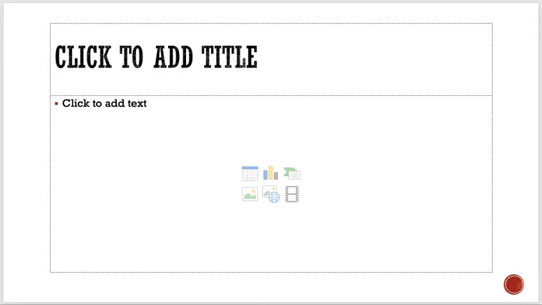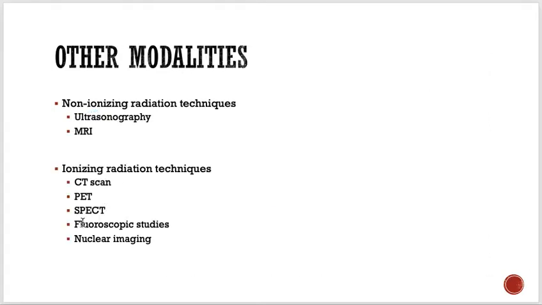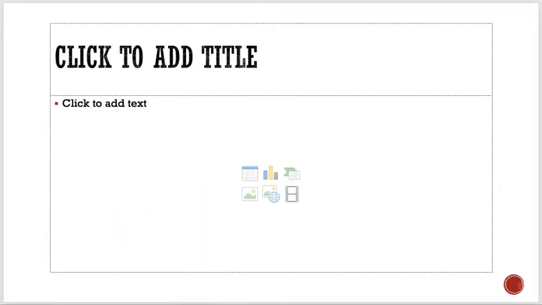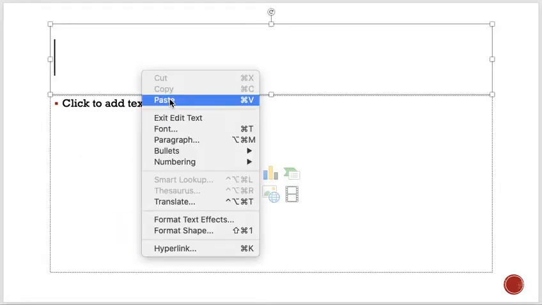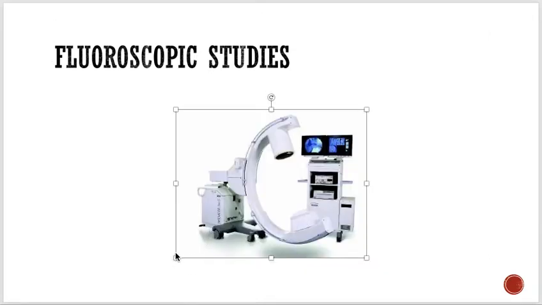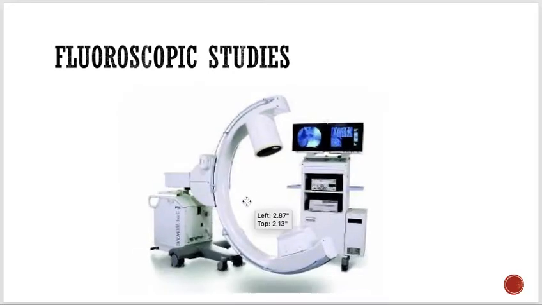What are fluoroscopic studies? X-rays or a CT scan don't show you moving things. But for fluoroscopy, I will show you a fluoroscopy machine. See, this is called a C-arm because the arm is shaped like a C. This is a fluoroscopic machine.